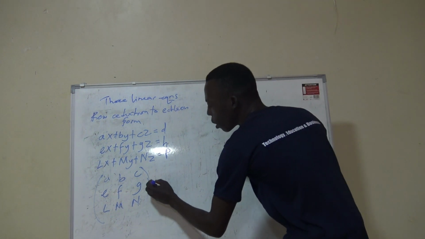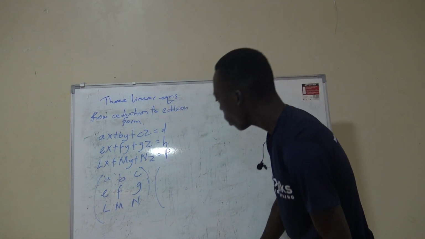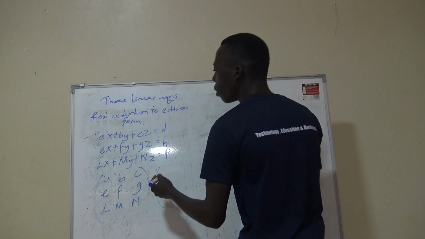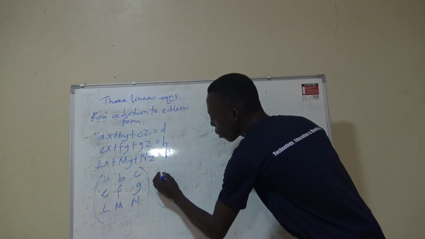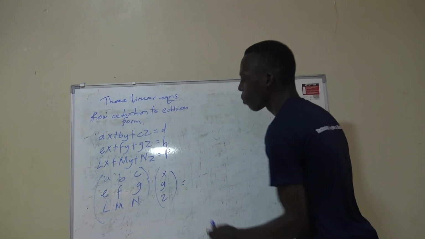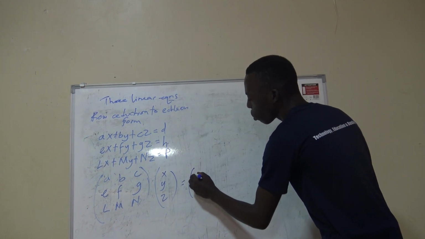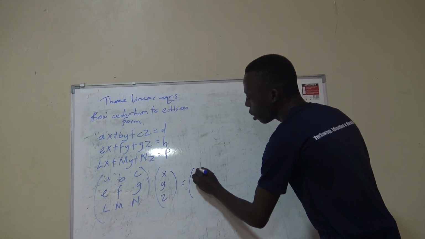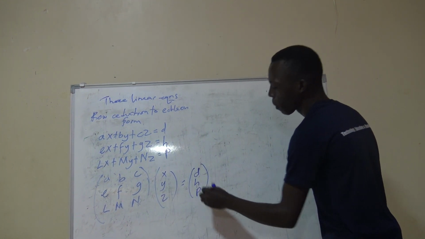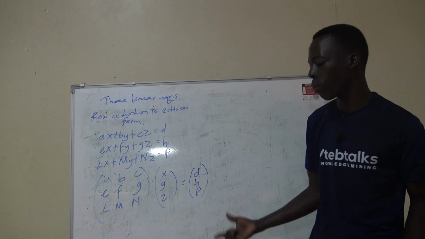We multiply by the values of the unknowns, the variables which are x, y, z. Then this must be equal to the values on this side, which we also put in matrix form, which is d, h and p. So that's how we represent this in matrix form.